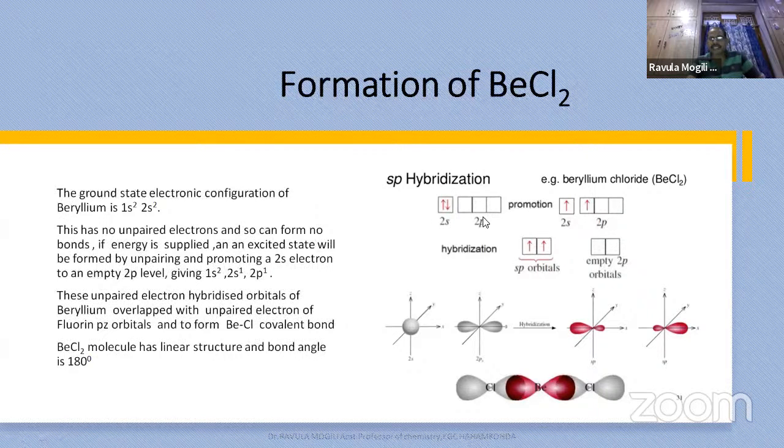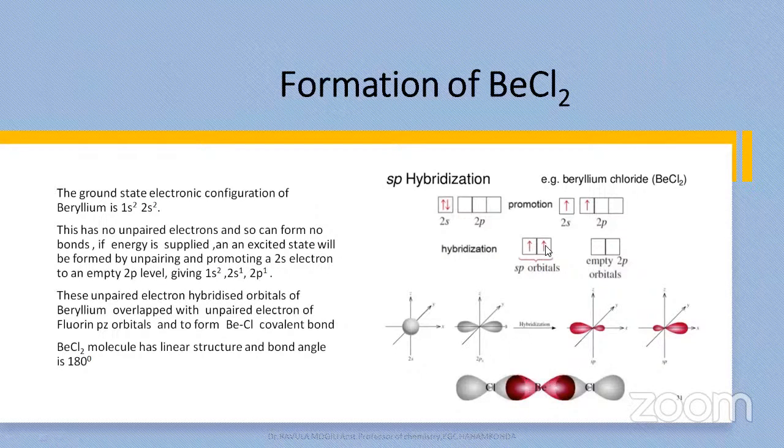In the excited state, 1 electron is shifted from the s orbital to the p orbital. So these 2 orbitals, one s orbital and one p orbital, intermix to form a new set of hybridized orbitals. These hybridized orbitals are called sp hybridized orbitals, and each orbital has 1 unpaired electron.